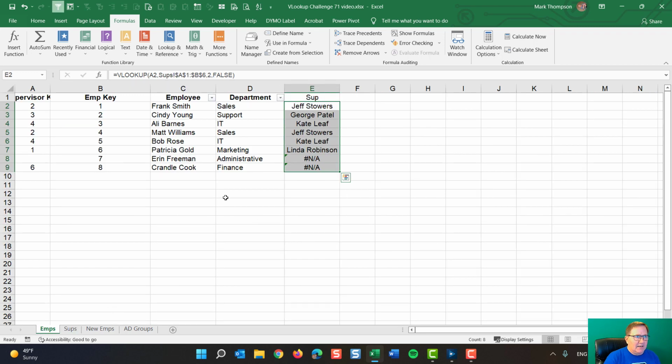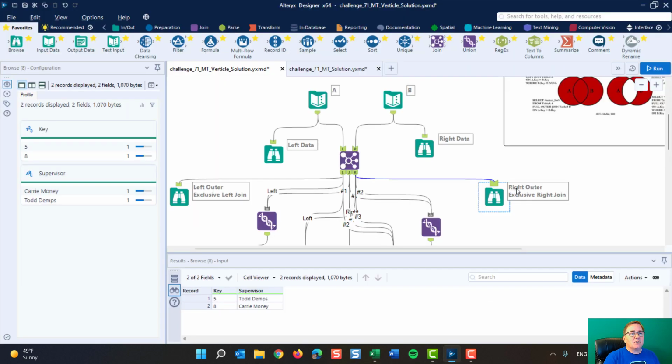And I've definitely had data sets over the years where I have needed to do a VLOOKUP on both sides. In Alteryx, you have that immediately, right out of the gate.